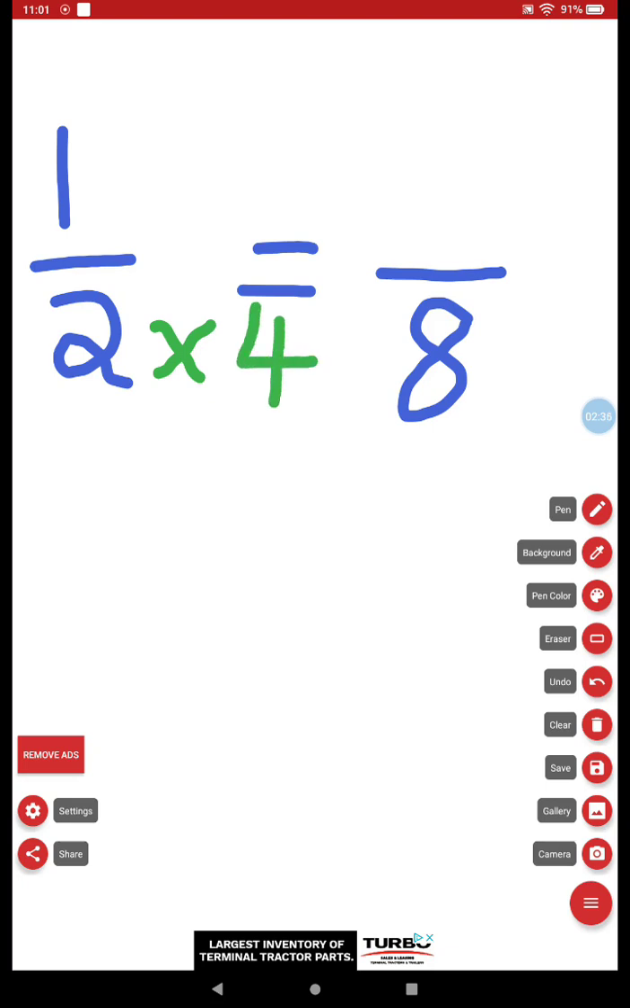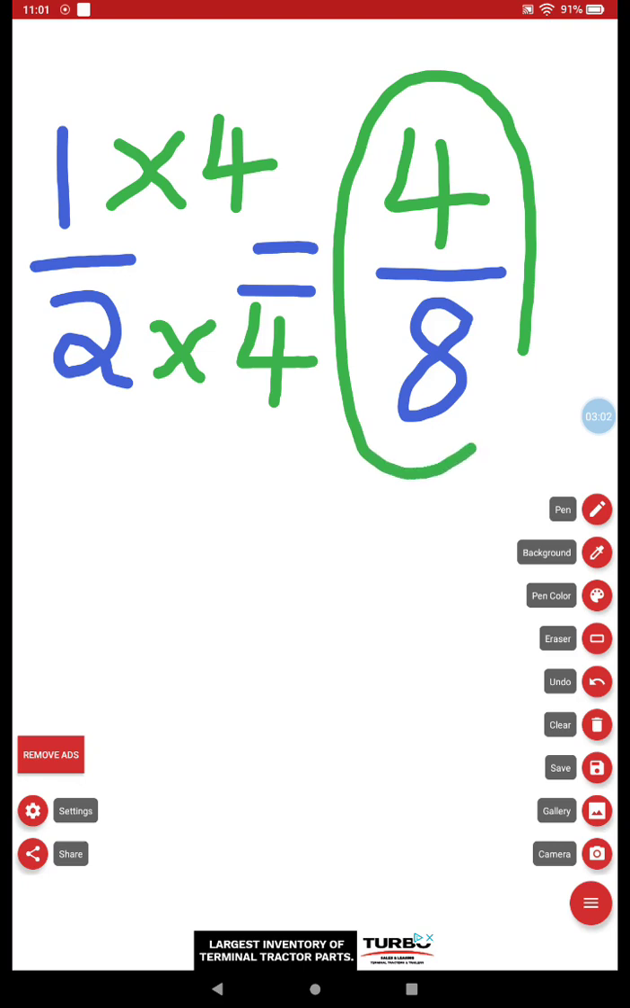Now, when we work with fractions, it's very important that whatever we do to the denominator, we also do to the numerator. Whatever we do to the bottom, we also do to the top. What is 1 times 4? Very good, it's 4. So, using my rainbow fraction tiles, I can prove it, and using multiplication, I can prove it, that 1/2 equals 4/8. Let's do that one more time.